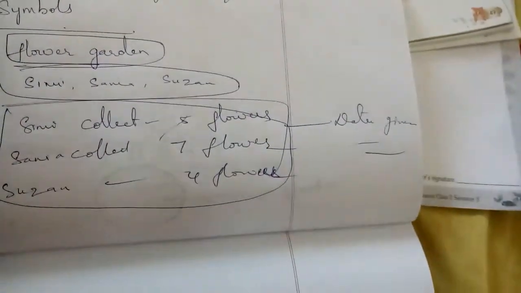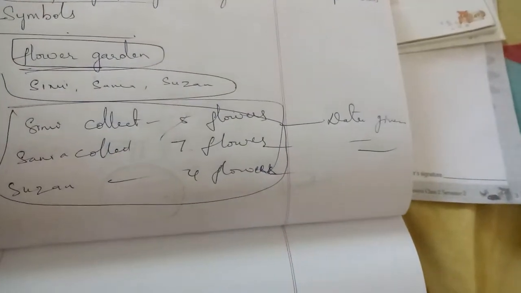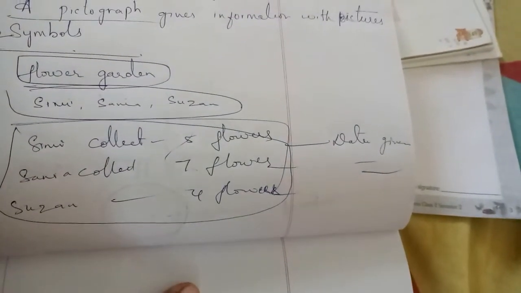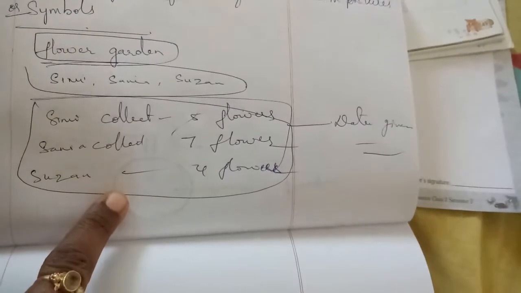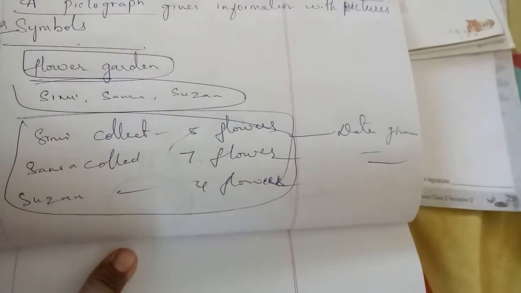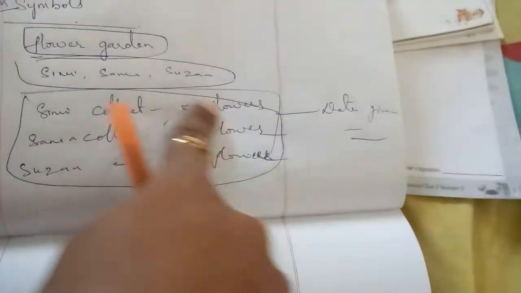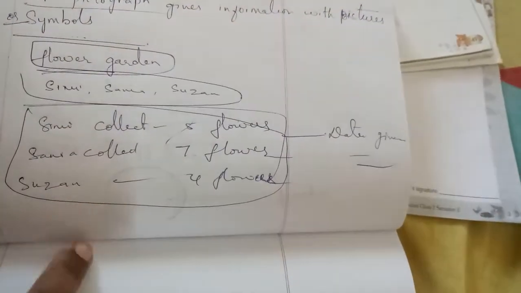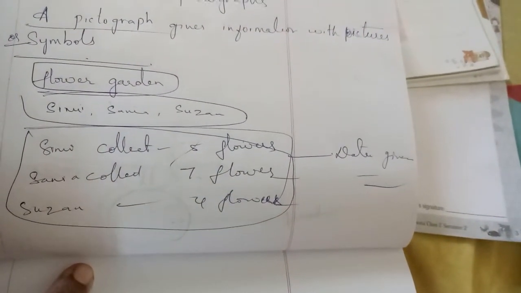Coming to the pictograph, the way of representing data using images or symbols is called a pictograph. This data can also be represented by drawing pictures. The same data we can also represent by drawing different pictures. Now you understood, children?